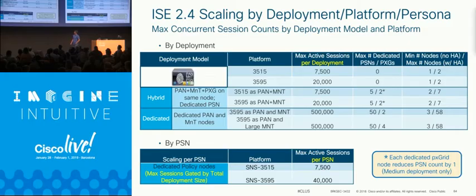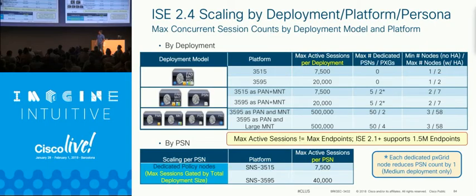For example, standalone has all personas on 1 box. Hybrid, you have a PSN out of the main box, and dedicated, you've got all the PSNs out of the box, right? Again, the max number of endpoints is 1.5 million today, but we will be announcing some new numbers pretty soon, right? What's missing from this picture? Remember I talked about 34XX and 35XX? I don't have 34XX here because the 34XX platform is not supported by ISE 2.4, right? So if you're running ISE 2.4, which is our latest code, what's supported today is 3515 and 3595, right?